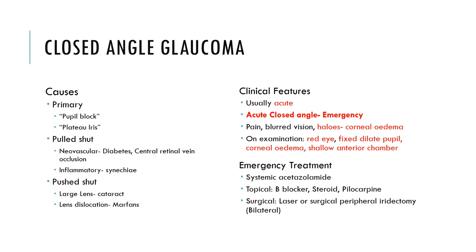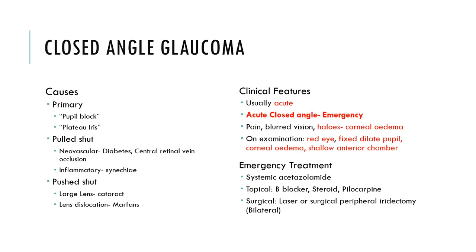Next, we go into the secondary closed angle glaucoma. The first mechanism of this is where the iris or the angle is pulled shut. This is with anterior chamber pathology. The first of these is neovascular, i.e. blood vessels form on the iris, and this leads to pulling of the iris and then closure of the angle. This occurs in diabetes and central retinal vein occlusion.